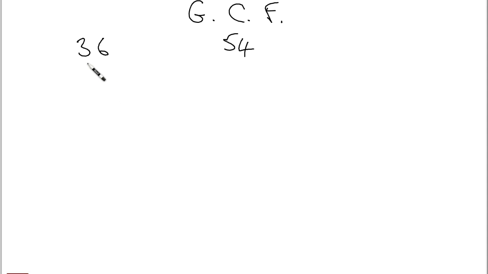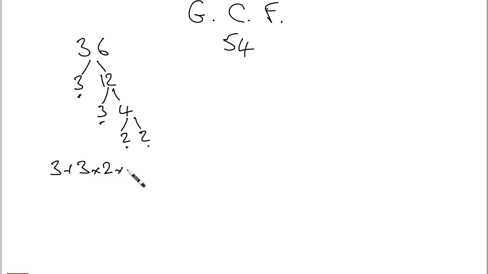So 36, I can see that one is made up of 3 times 12. And I can see that 12 is made up of 3 times 4. And I can see the 4 is made up of 2 times 2. And now we're down at the bottom here with this 3, and these two 2's. They're all prime numbers. So I'll just write them out again at the bottom here. 3 times 3 times 2 times 2.